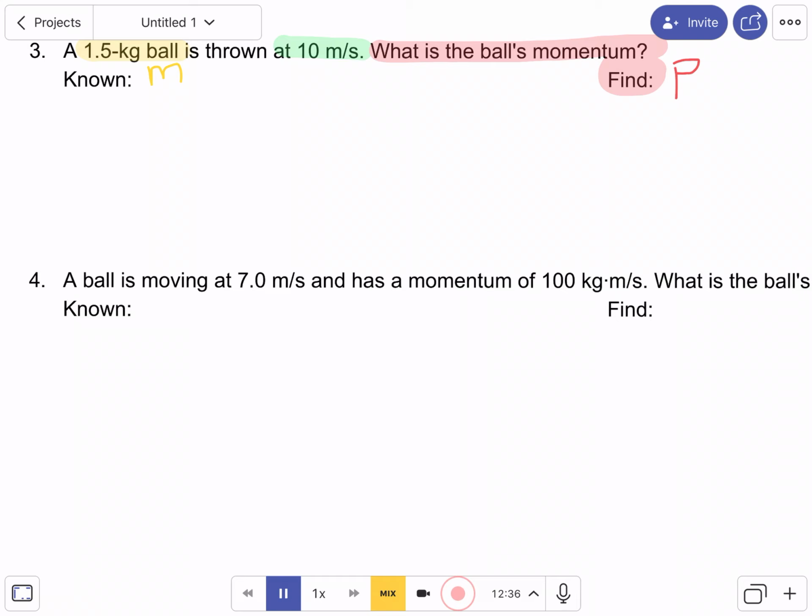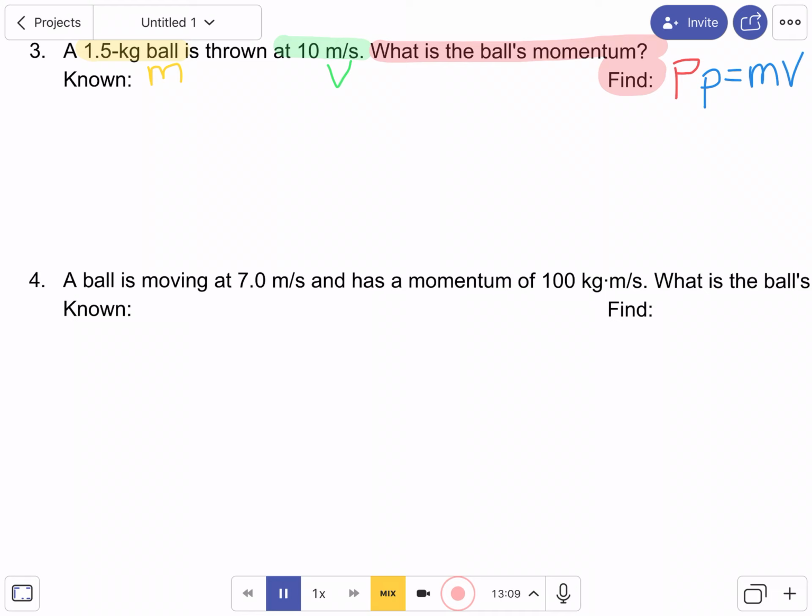And then it's thrown at 10 meters per second. So meters per second is our velocity unit, but also if there wasn't a unit there, or if you didn't recognize the unit, how we would describe a throw, how we describe an action, is generally its speed. So we end up with M, V, and P, which fit right into P equals mv. We have all 3 parts, so we are going to plug those into the equation.